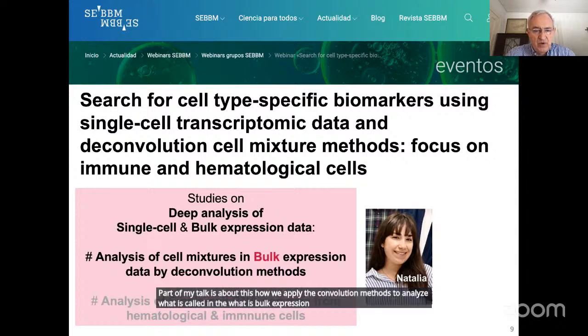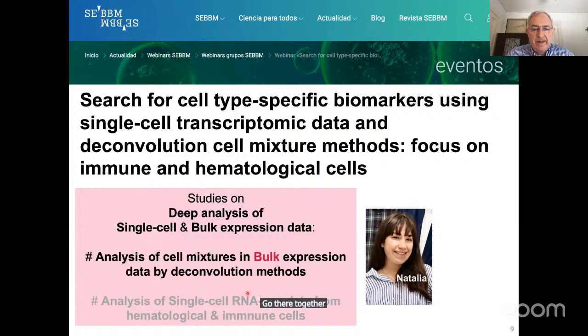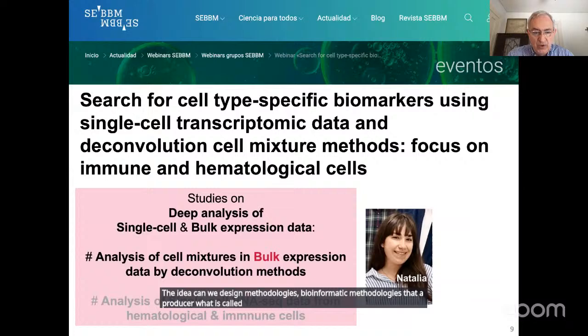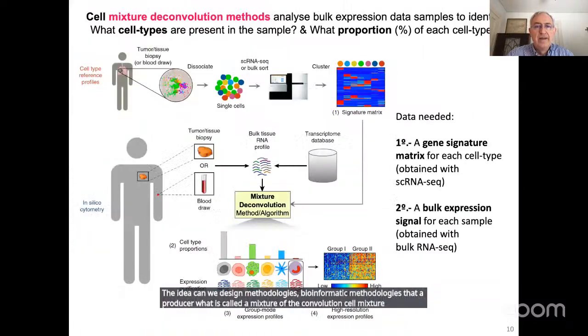Bulk expression is what we know as the RNA-seq itself. We have, for example, a tissue, blood or bone marrow, where all the cells go together, and so we have a transcriptomic profiling of all the cells at once. The idea: can we design bioinformatic methodologies that produce what is called a cell mixture deconvolution? This is what we address with the work of Natalia.